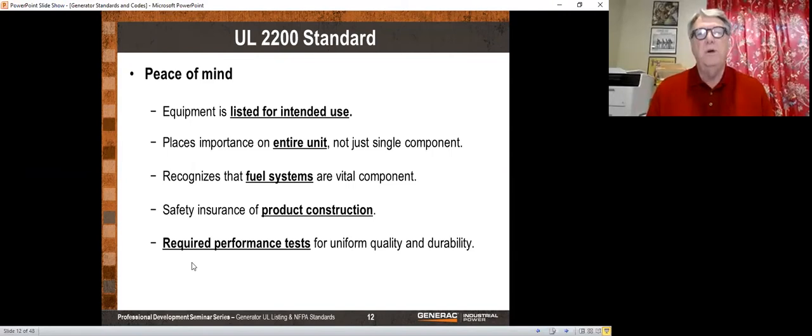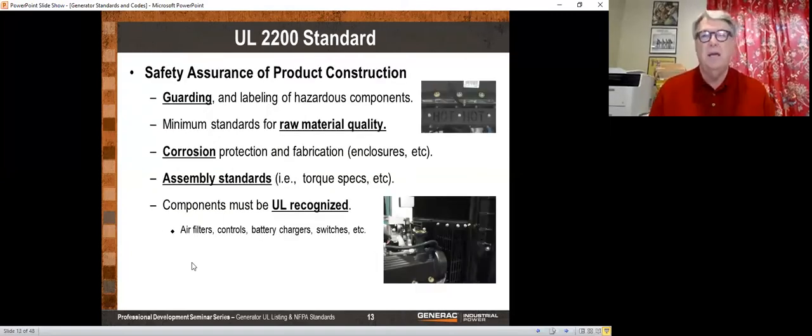So UL 2200 says it must be listed for entire use. It places importance on the entire unit. They test fuel systems as well as the other components. It is your insurance that it is a safe product via the product construction, and it requires lots of performance tests. These are just some examples.